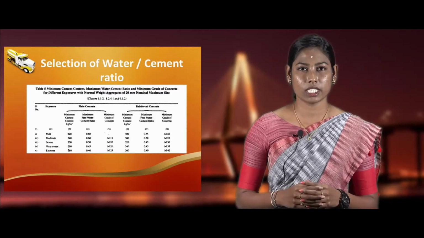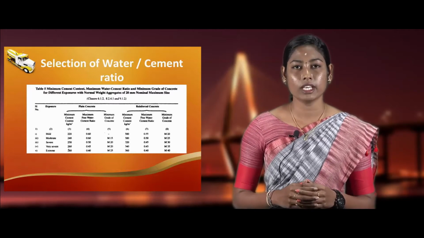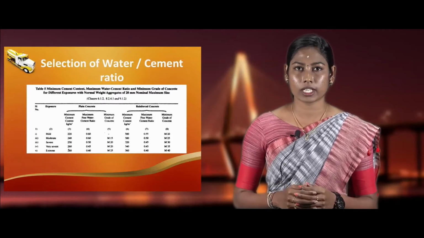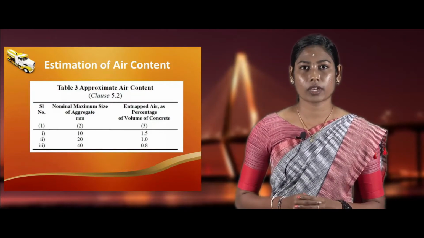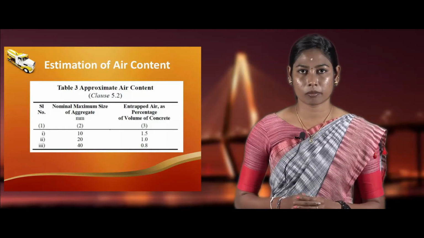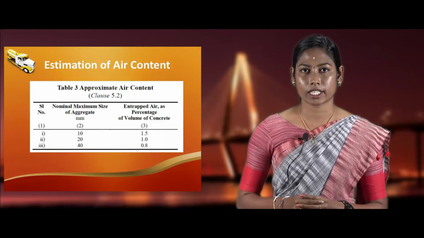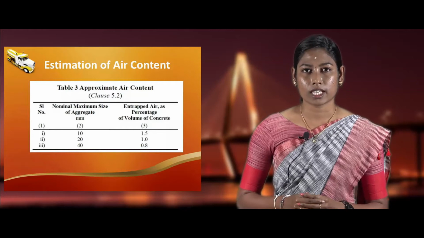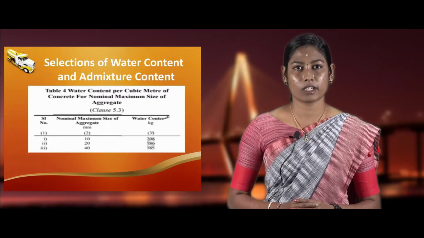Where cementitious material is used, that is mineral admixtures, the water cement ratio may be calculated from table 5 of IS 456 2000, which relates to the exposure condition. Next, step number 3, estimation of air content. The approximate volume of entrapped air expected in normal concrete is given in table 3 of IS 10262 2019, that is, the appropriate air content related to the nominal maximum size of aggregate such as 10 mm, 20 mm, 40 mm. Let's see step number 4, selection of water and admixture content.